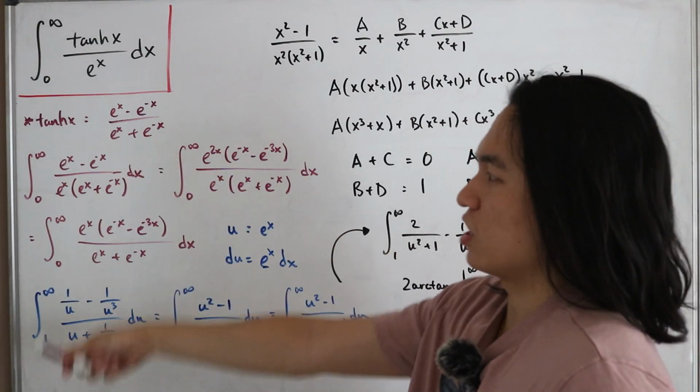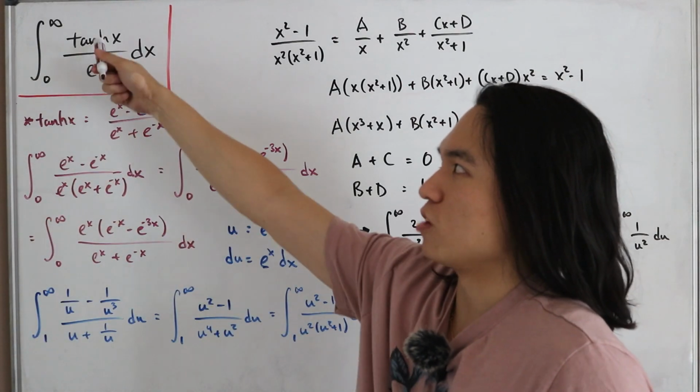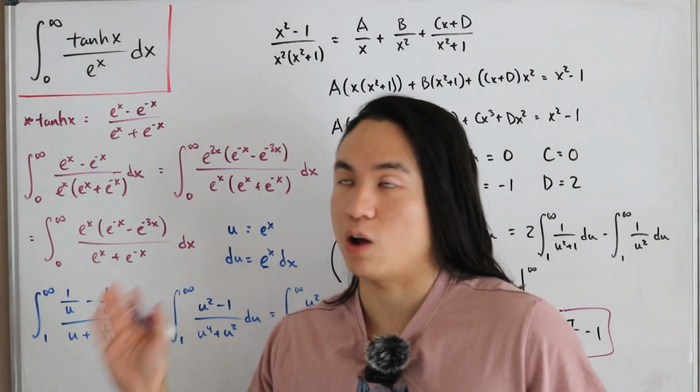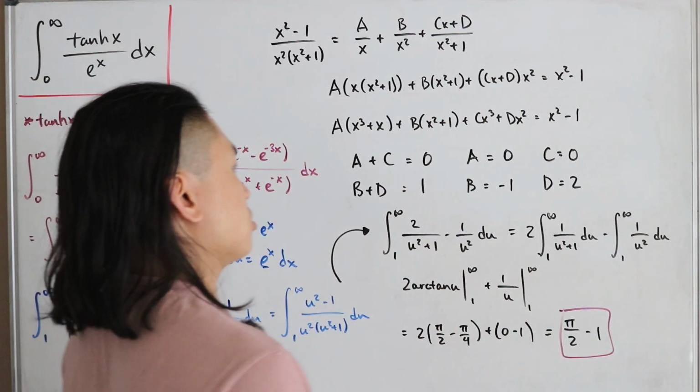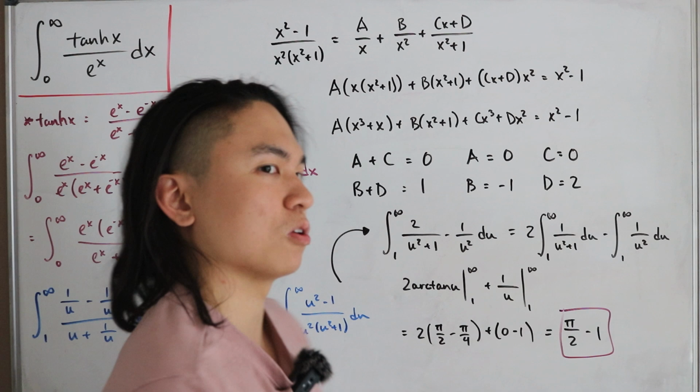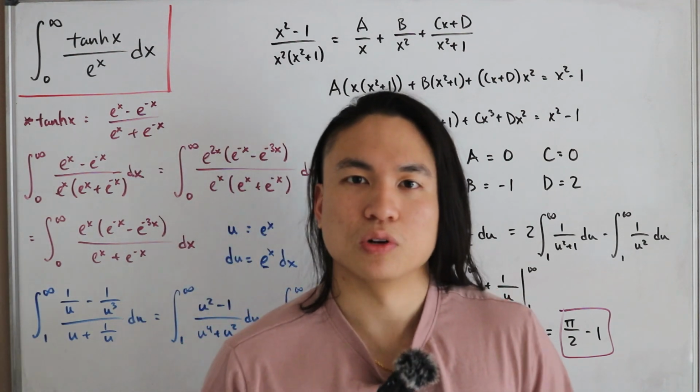Everything just came from converting things in terms of the exponential function so that we don't have to deal with the hyperbolic function as a whole, then reducing it down and applying partial fraction decomposition to make the integrals a little bit simpler to calculate. So yeah, that's pretty cool if you ask me.